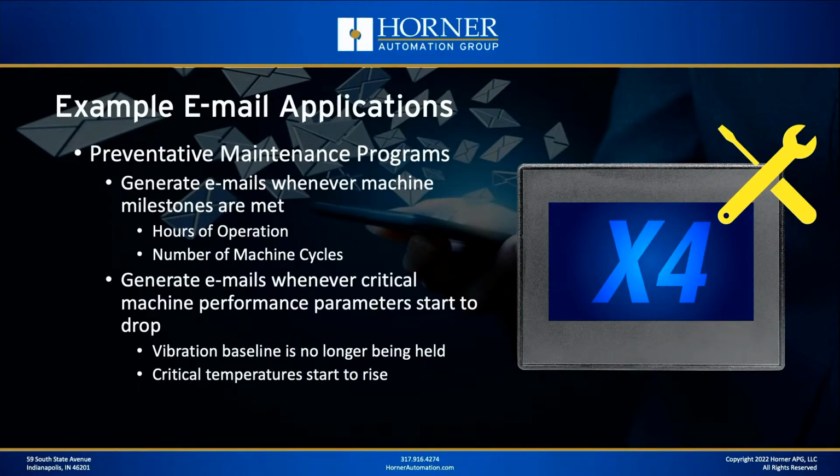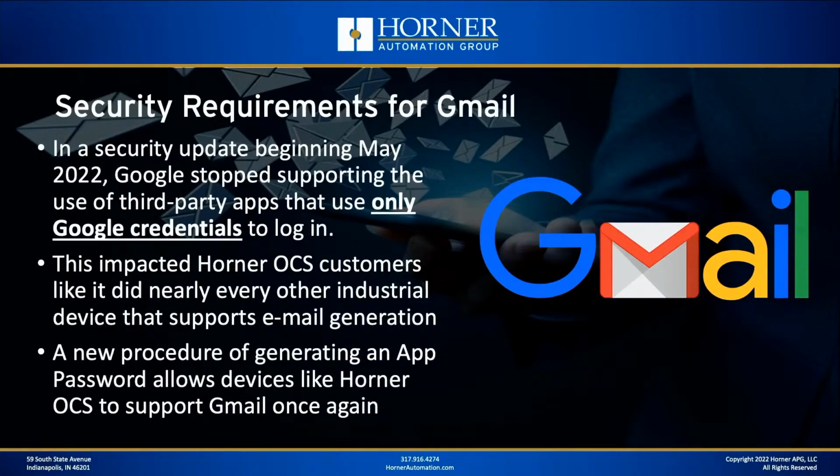So as you can see, generating emails from an OCS when you're controlling a machine can offer some definitive advantages. Now let's talk about security requirements for Gmail. And again, for whatever reason, Gmail seems to be the dominant email client when it comes to machines sending emails, whether you're talking about a Horner OCS or a traditional PLC that has that capability. And some of them do, not many, but some of them do.